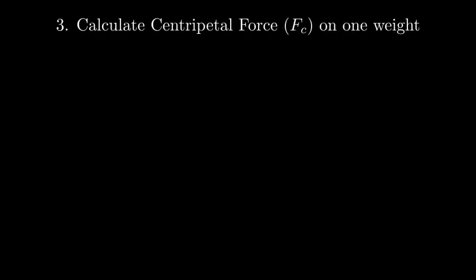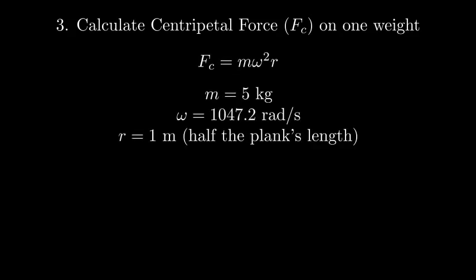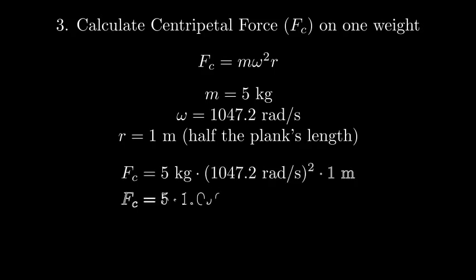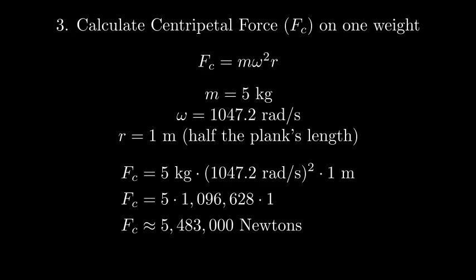With our angular velocity and mass, we can now calculate the centripetal force required to keep just one of the end weights moving in a circle. Let's calculate the centripetal force on a single 5-kilogram weight. We'll use our formula, F_C equals m times omega squared times r. The mass m is 5 kilograms, omega is 1047.2 radians per second, and the radius r is 1 meter, since each weight is at the end of the 2-meter plank. Plugging in the numbers, we get 5 times roughly 1.1 million. This results in a staggering centripetal force of approximately 5.5 million newtons.